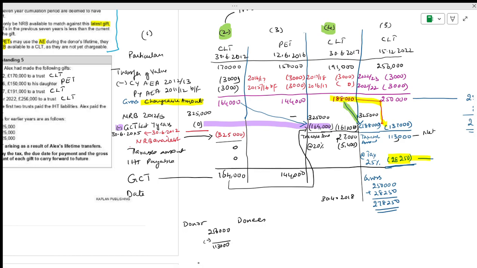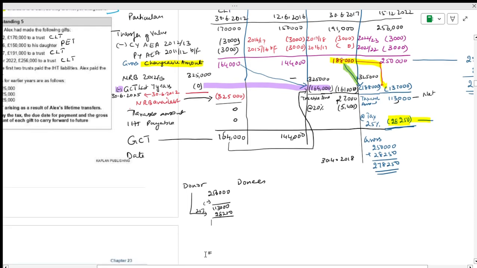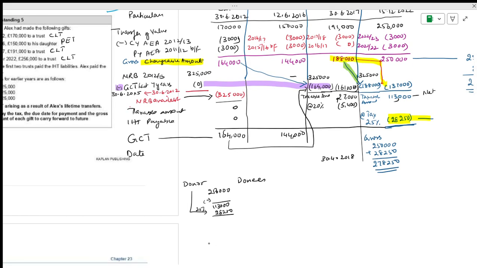Now he is going to pay. How much is he going to pay? 25%. 25% means what is the value? 28,250. It means the value of the gift will include this tax amount, as this amount is part of it. You are calculating tax on the taxable amount.